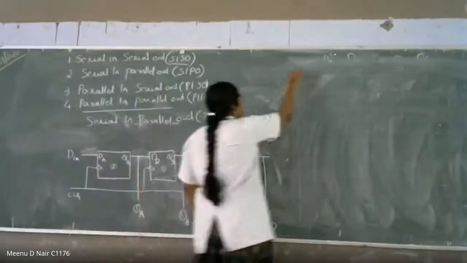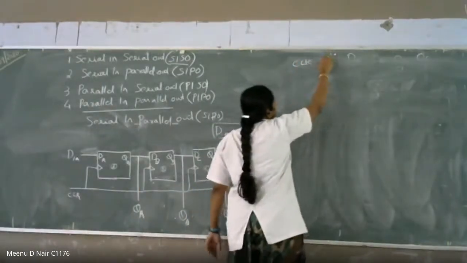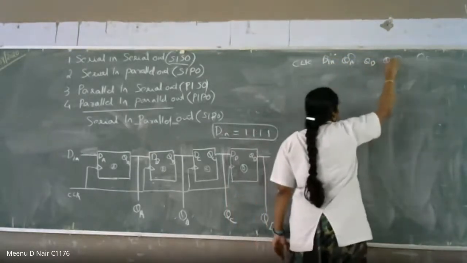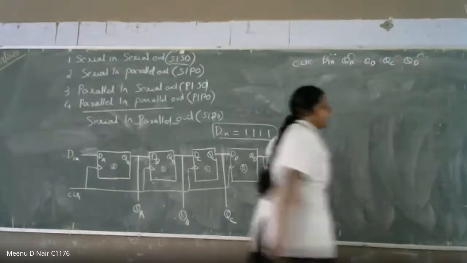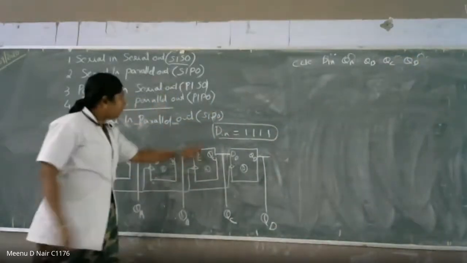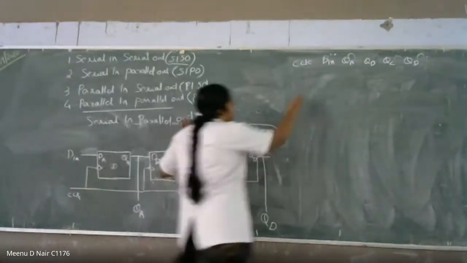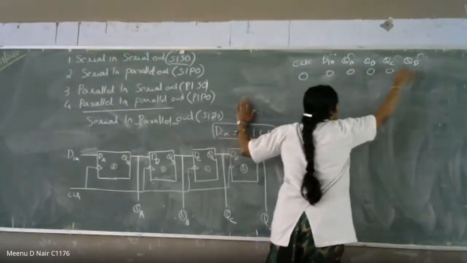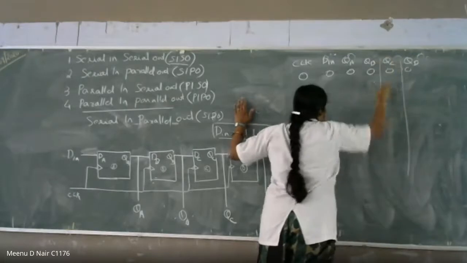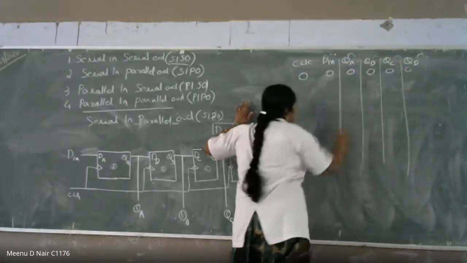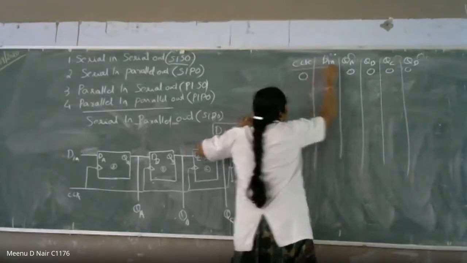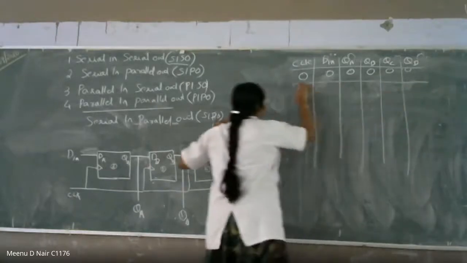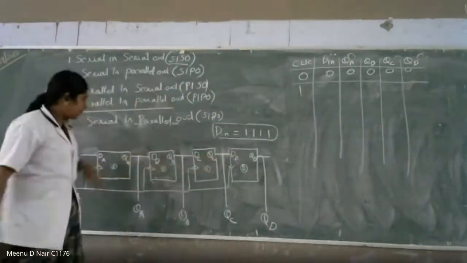So here also you can put it as: this is the clock, this is your D input, and this is QA, QB, QC, QD. You are giving the input as 1, 1, 1, 1. You are considering your initial condition as 0, 0, 0, 0. Now you are giving the first clock pulse.